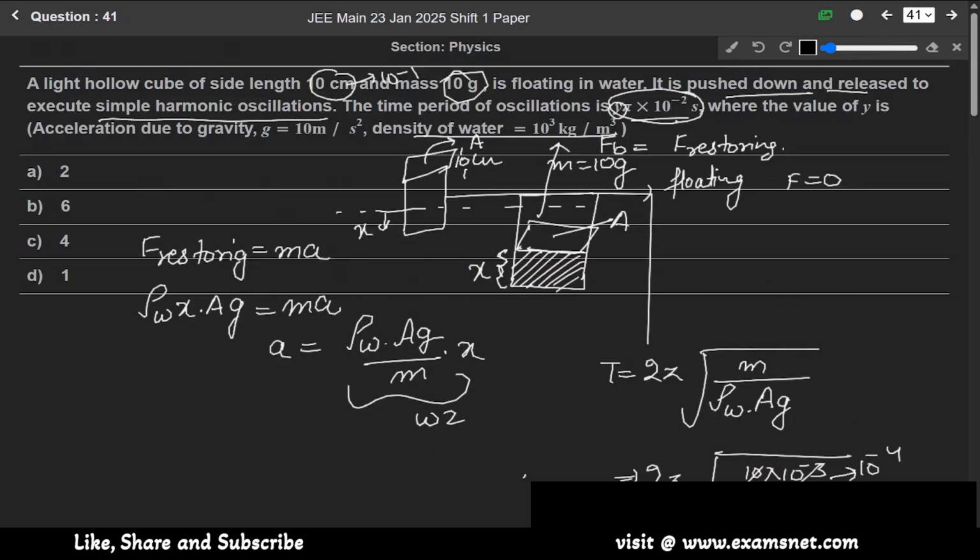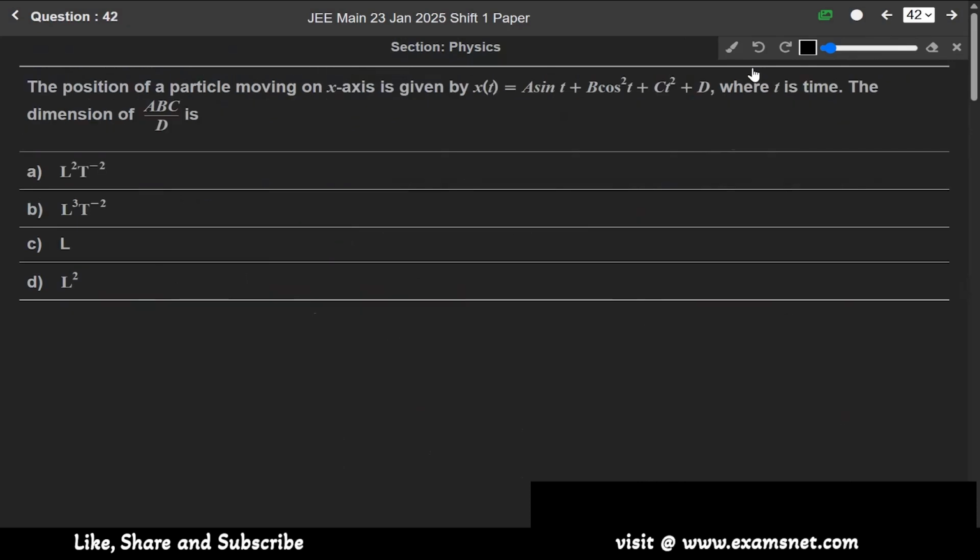So the value of y here is 2. Okay, now next question 42. The position of a particle moving on x-axis is given by this, where t is the time. So we have to find the dimension of ABC over D.